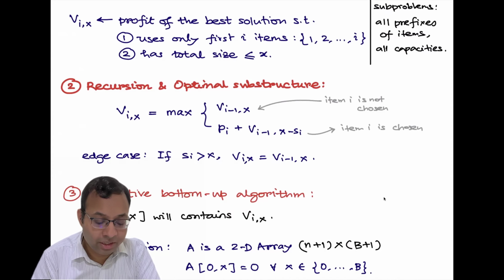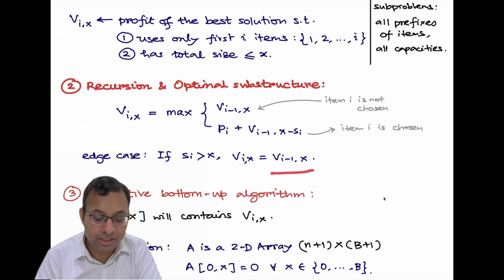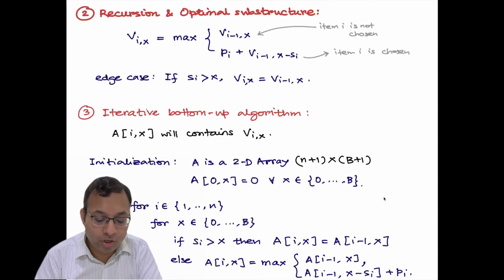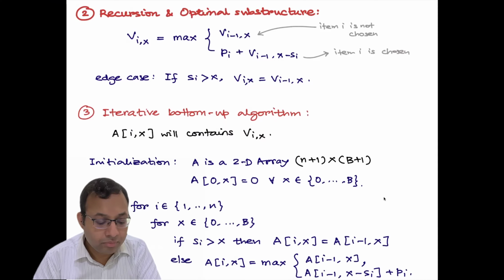And there is one edge case. If the size of the item is already more than x, then we cannot use the item. In that case x minus s_i would become negative. To avoid that, if s_i is more than x, we don't take the item, so V(i,x) equals V(i-1,x). This is sufficient. I'm not going over the proof of why this is the optimal substructure, since we have already seen it and it's quite simple. You can just verify once more why this is the correct recursion.